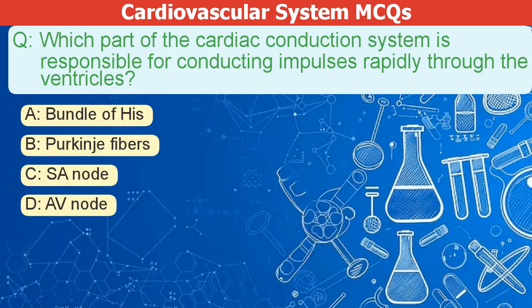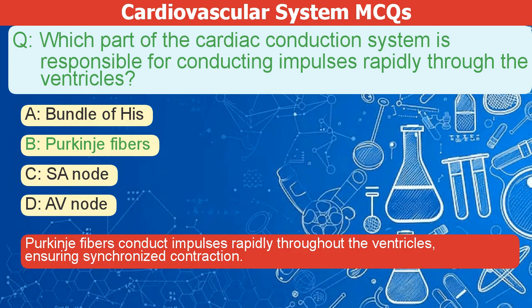Which part of the cardiac conduction system is responsible for conducting impulses rapidly through the ventricles? A. Bundle of His. B. Purkinje fibers. C. SA node. D. AV node. The correct answer is B. Purkinje fibers conduct impulses rapidly throughout the ventricles, ensuring synchronized contraction.